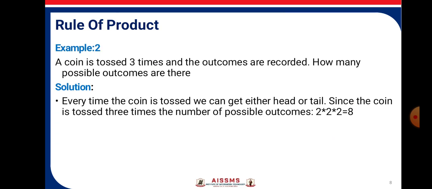Let us consider another example for rule of product. A coin is tossed 3 times and the outcomes are recorded. How many possible outcomes are there? Every time the coin is tossed, we can get either a head or tail. Since the coin is tossed 3 times, the number of possible outcomes is 2 into 2 into 2, that is 8. So, 8 possible outcomes are there.